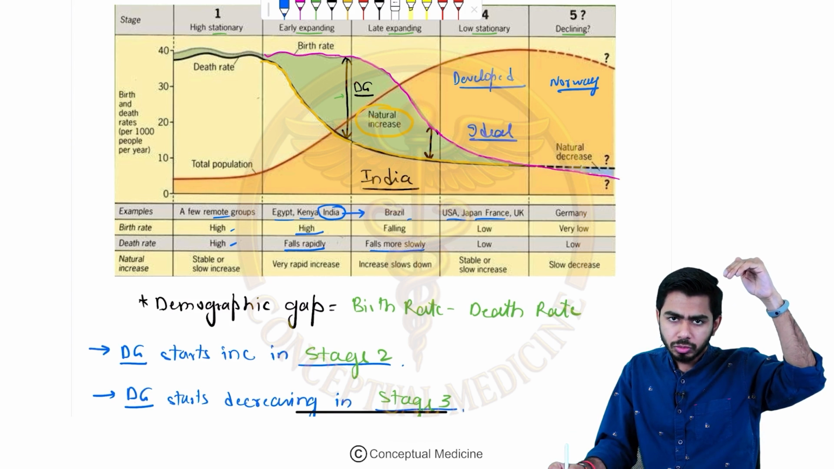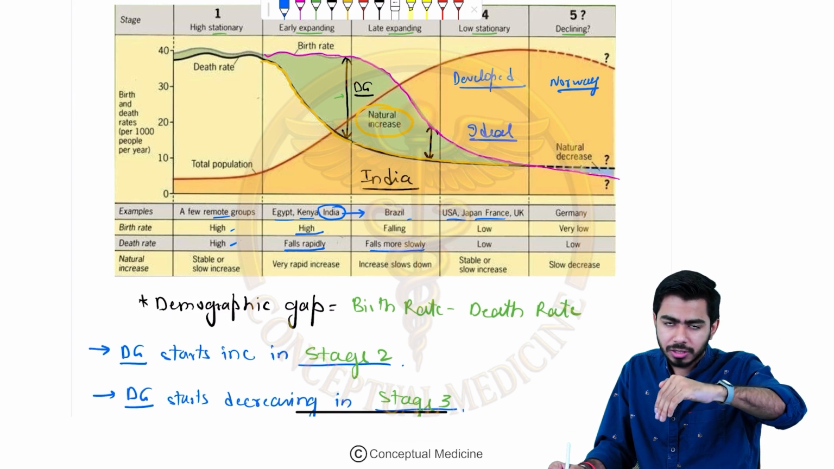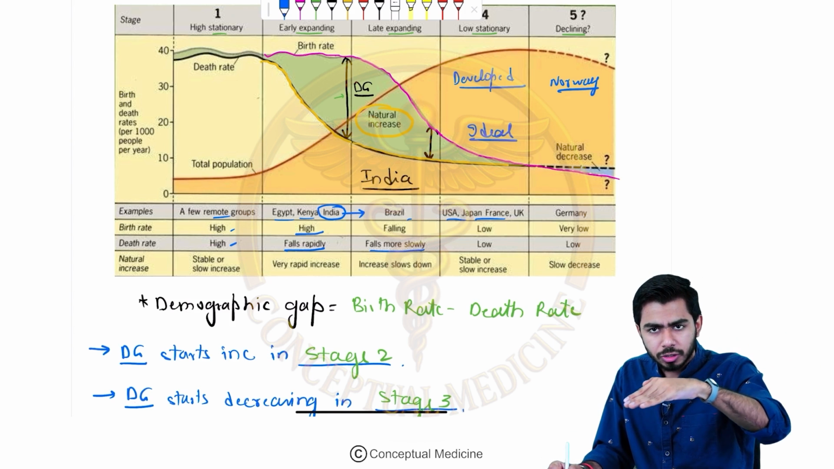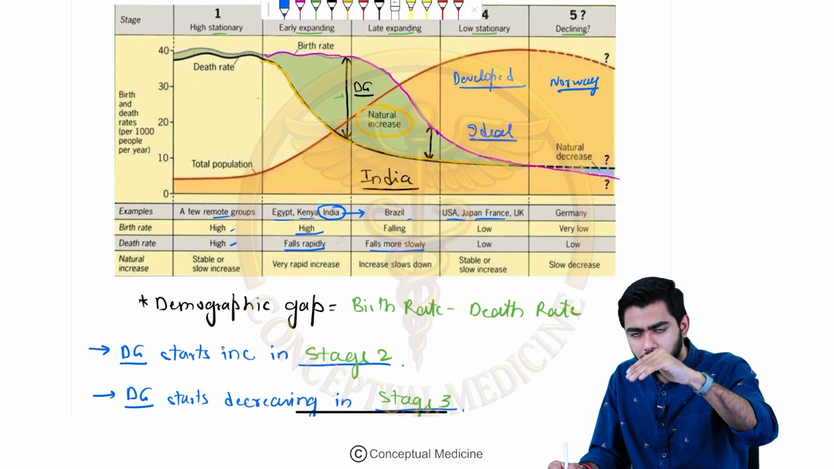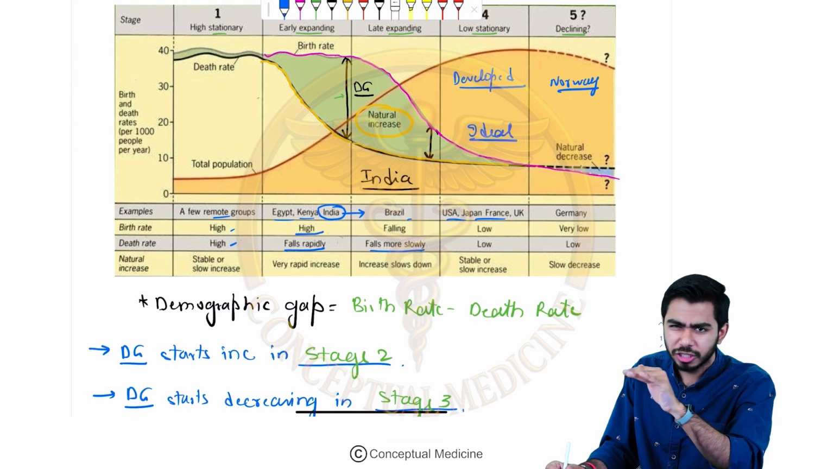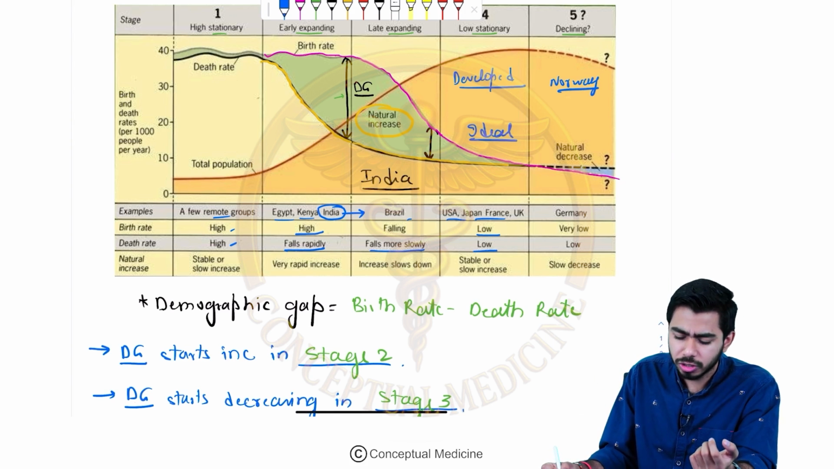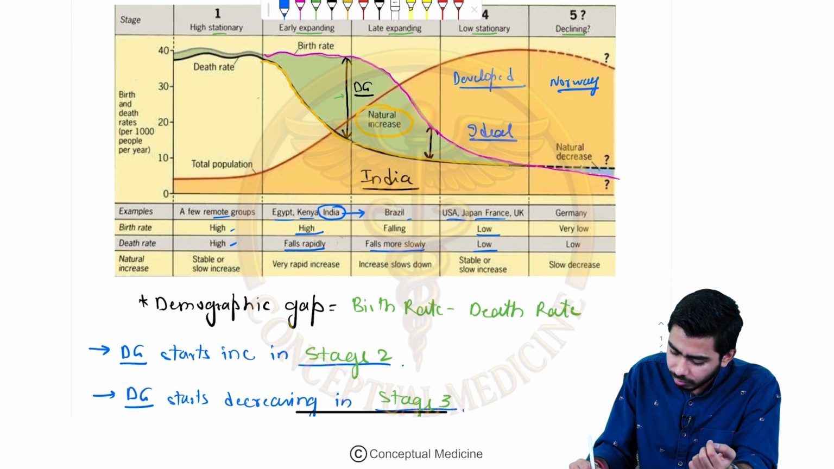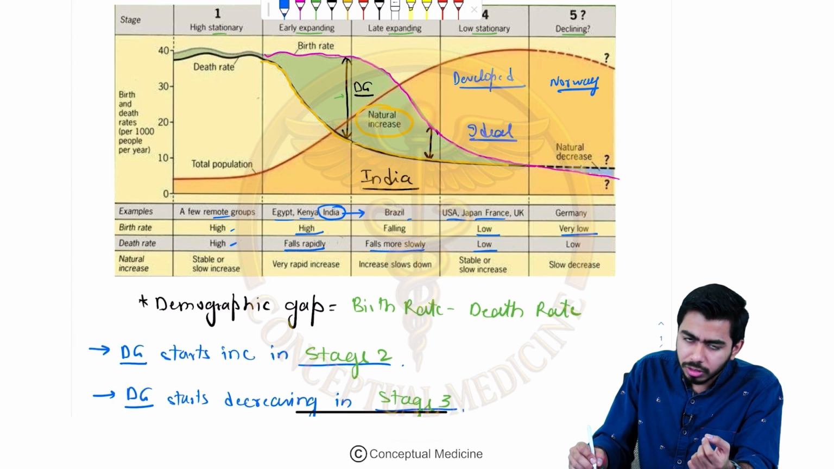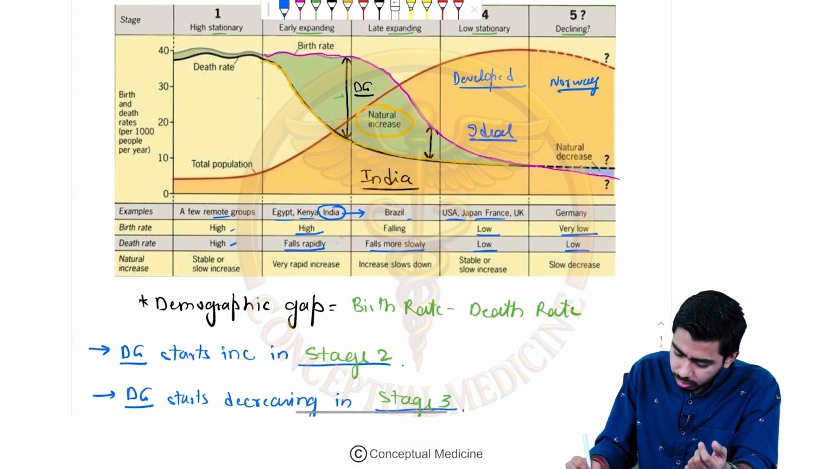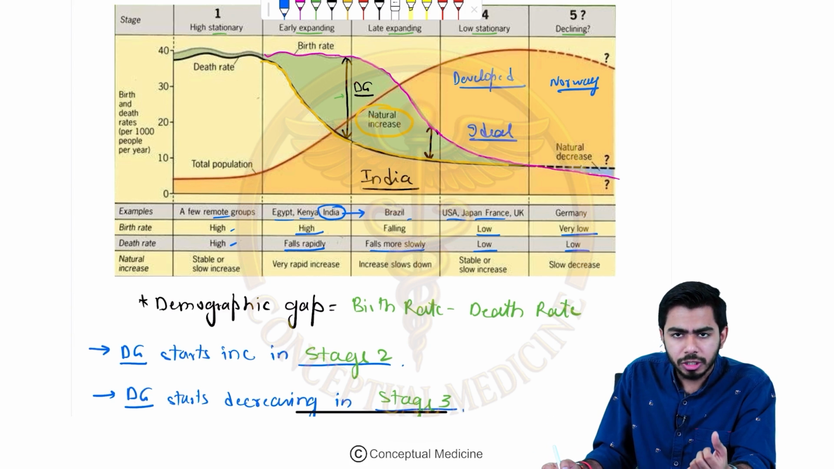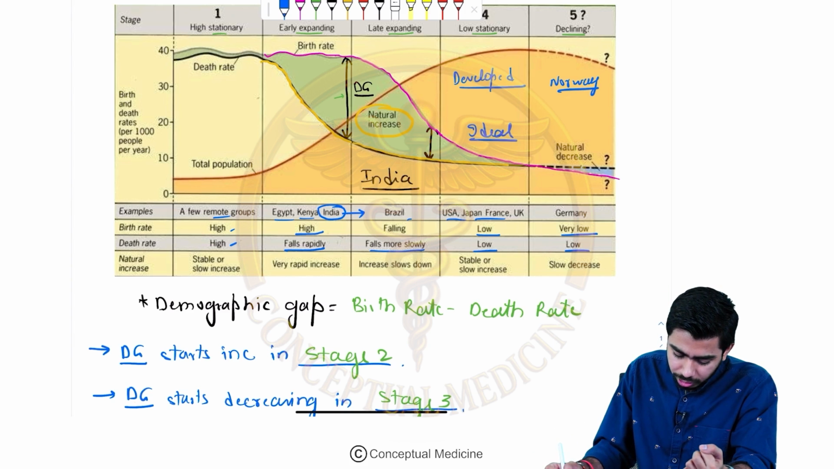So in stage 2 the death rate declines rapidly, and then it is slowing in speed in stage 3, and in stage 4 it is stable only. So in stage 4 the death rate is low and the birth rate is also low, that is called the low stationary stage, and the death rate will be very low or it might be declining also. So death rate will be low in stage 5 as well, right? So that is the thing over here.